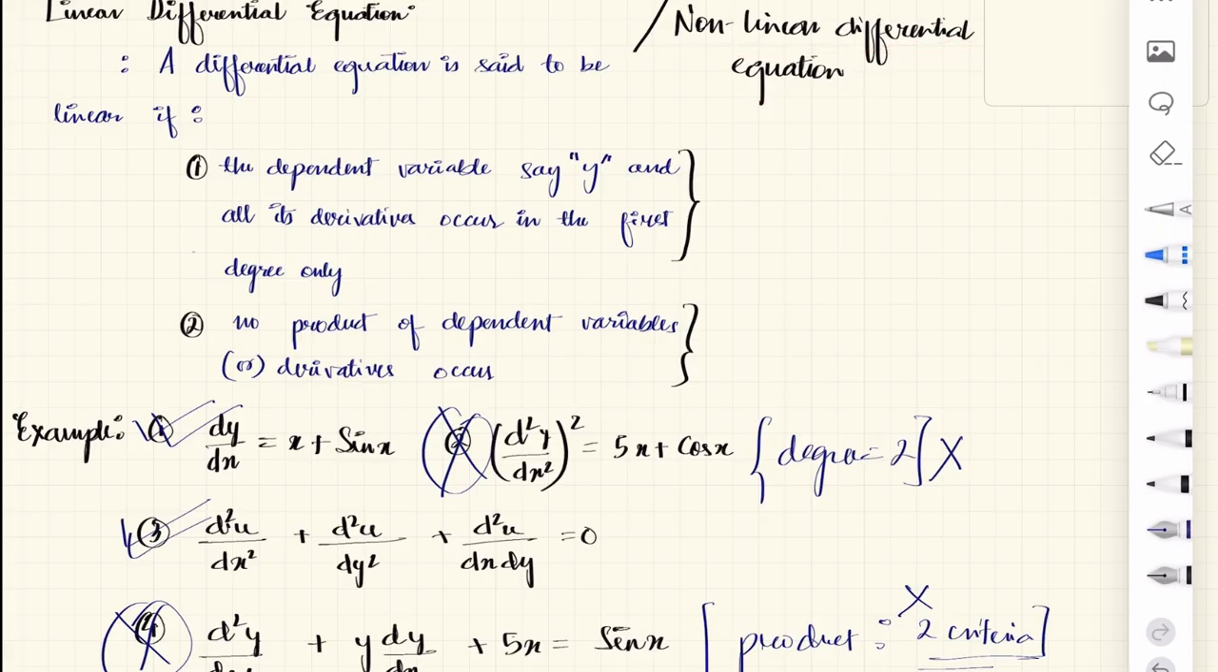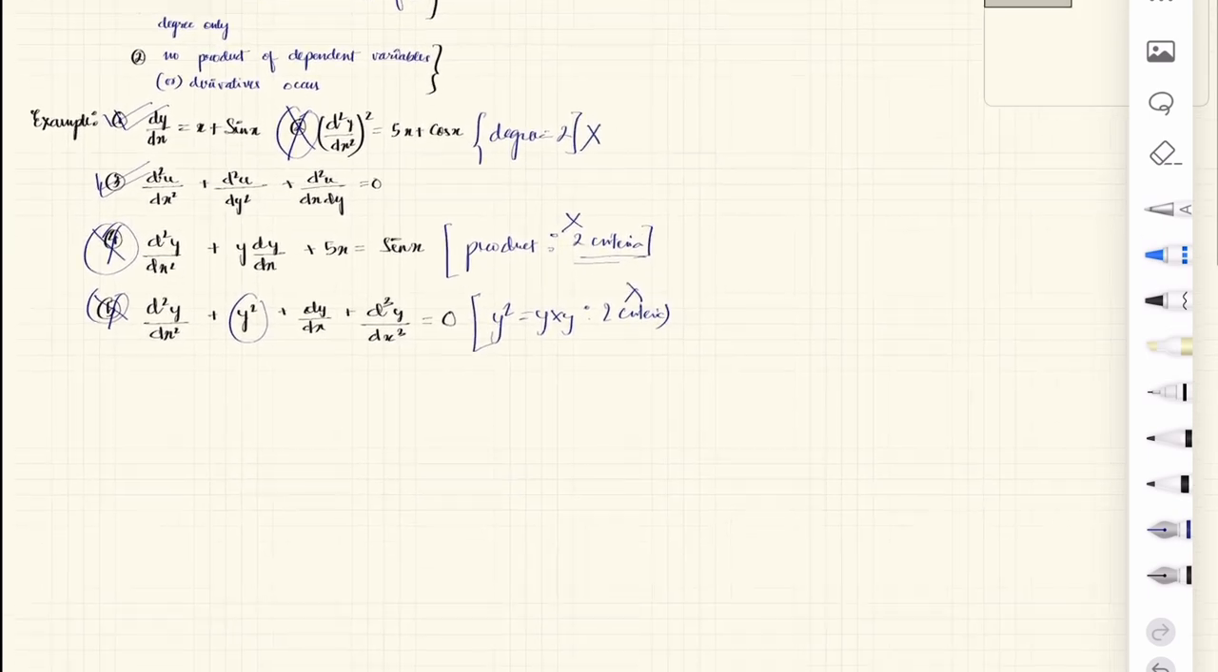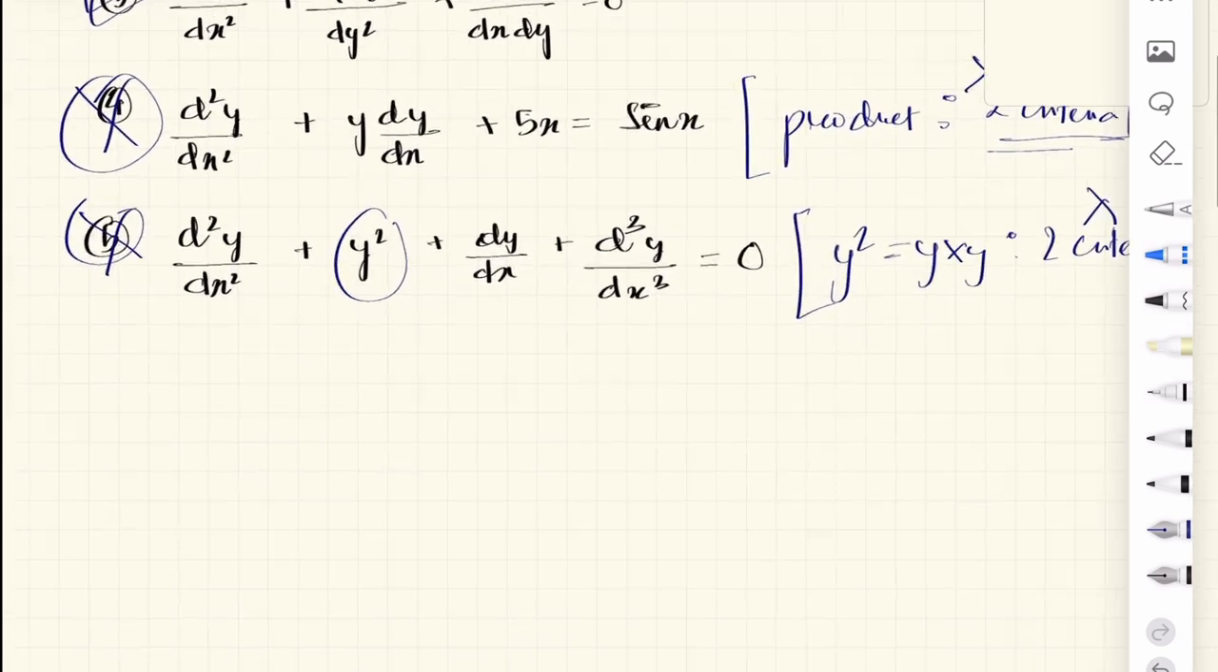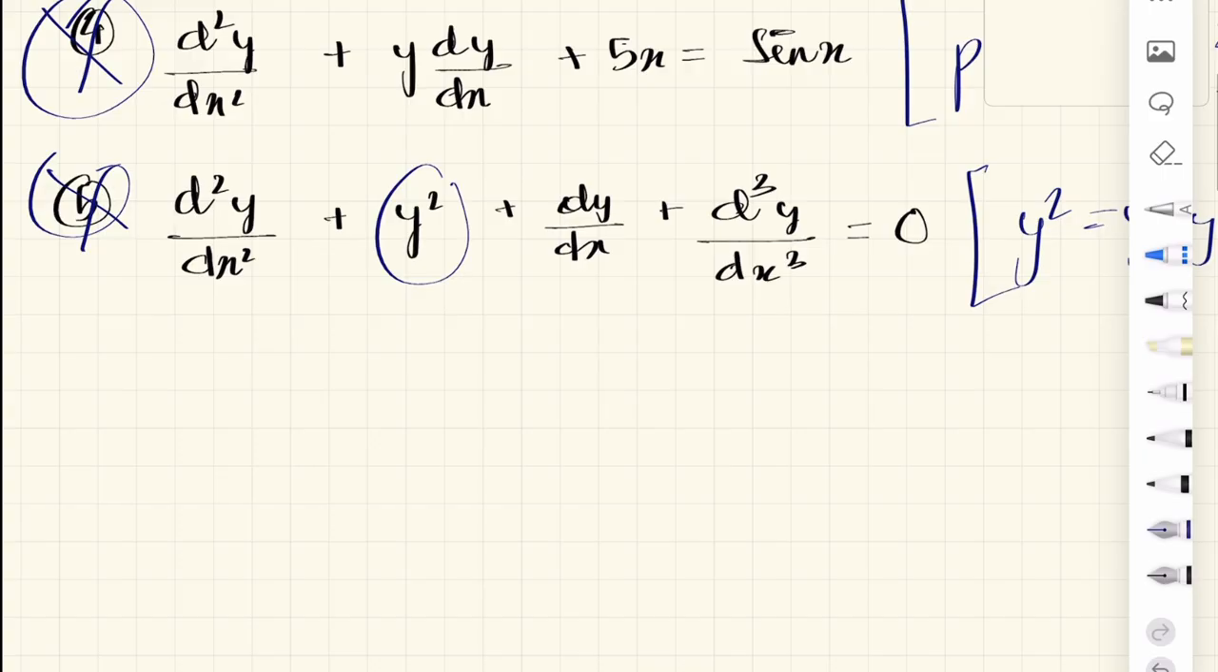But why are we learning these linear differential equations? Because we want to find the solutions. There's something called solutions. Okay, so let me write down here properly. There's something called the solution of a differential equation.